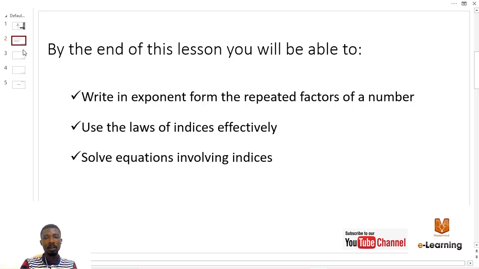By the end of this lesson, you'll be able to write in exponent form the repeated factors of a number, use the laws of indices effectively, and solve equations involving indices.